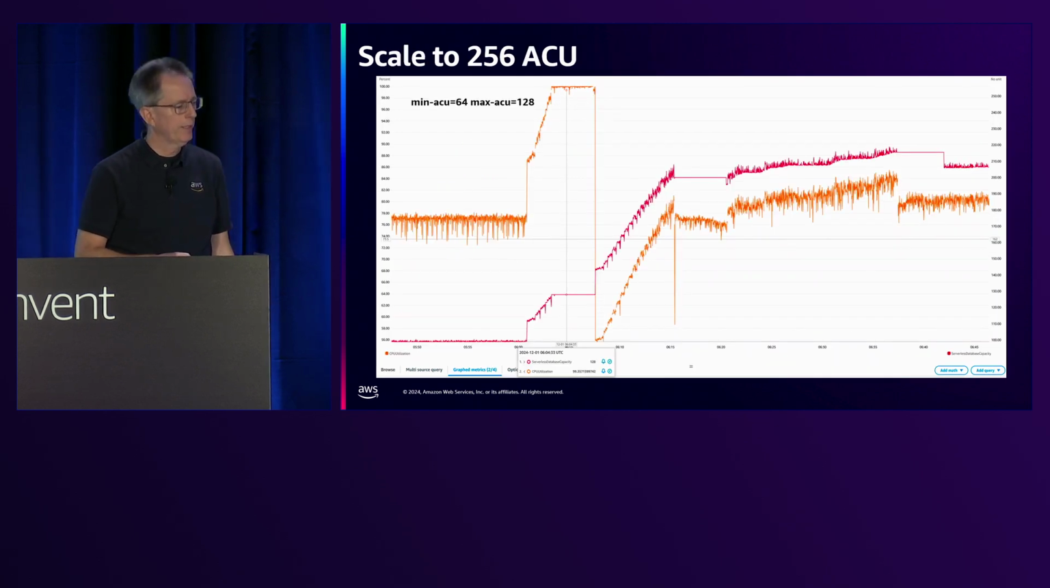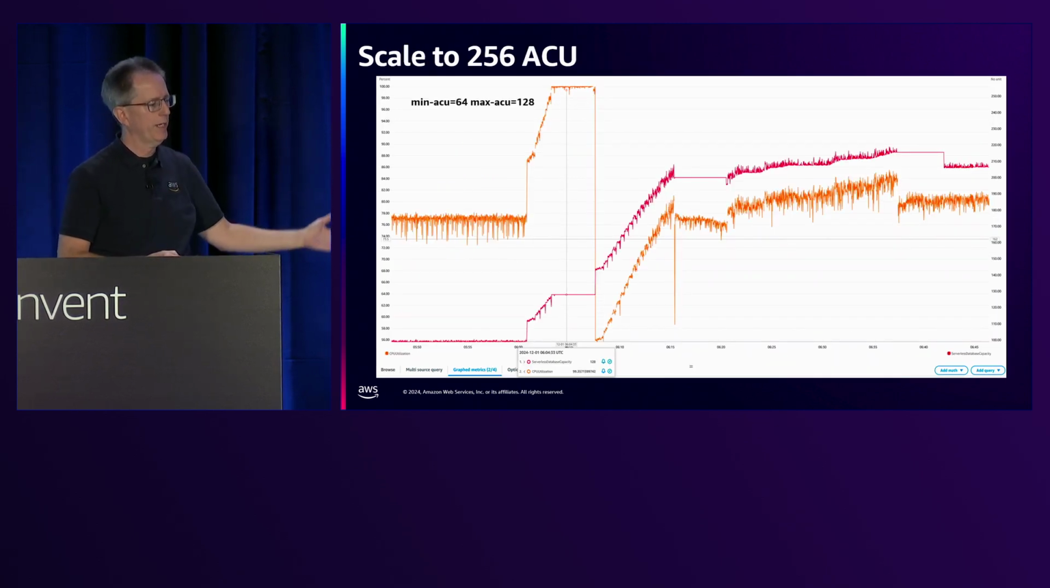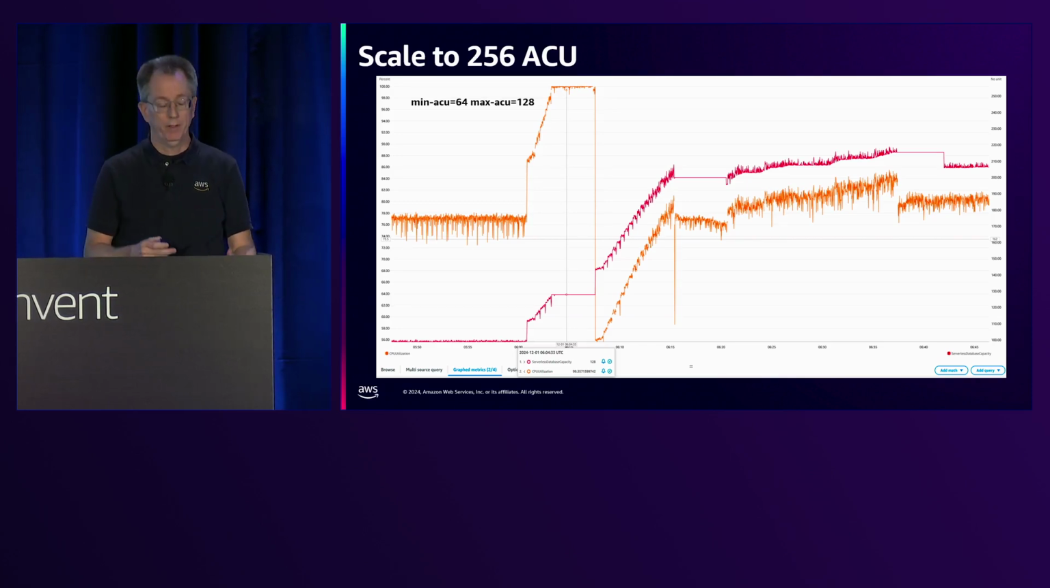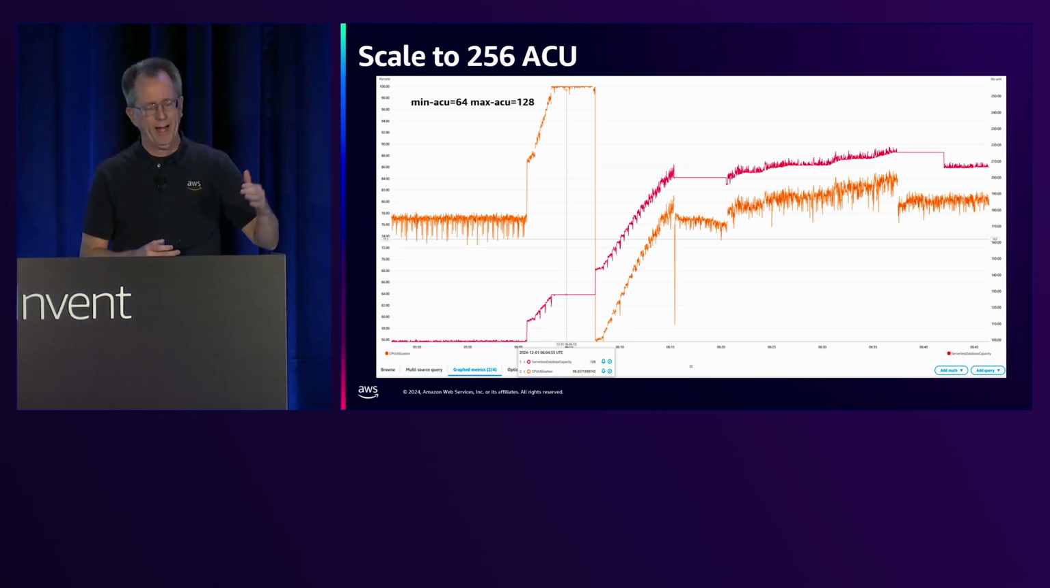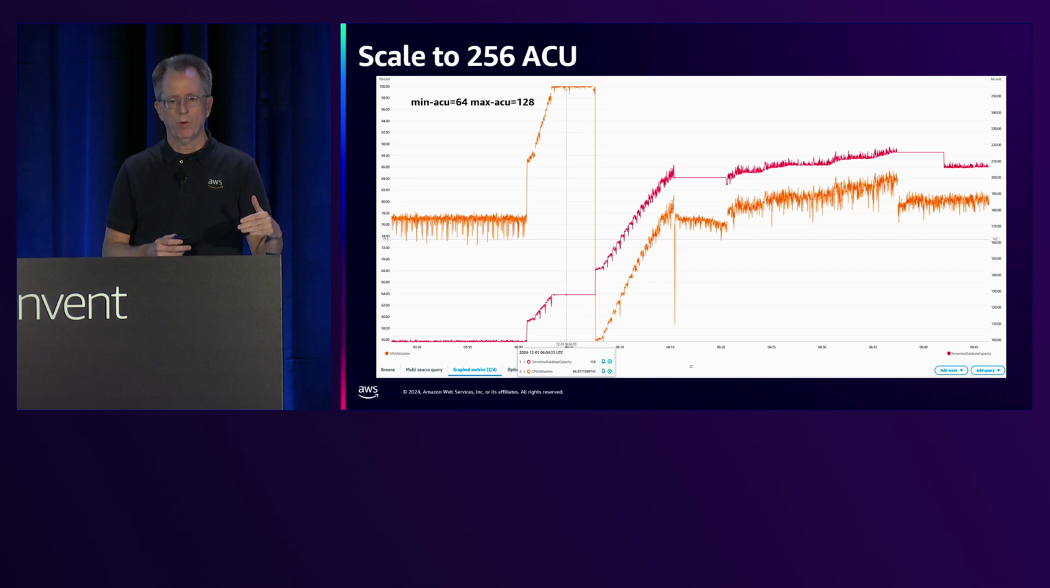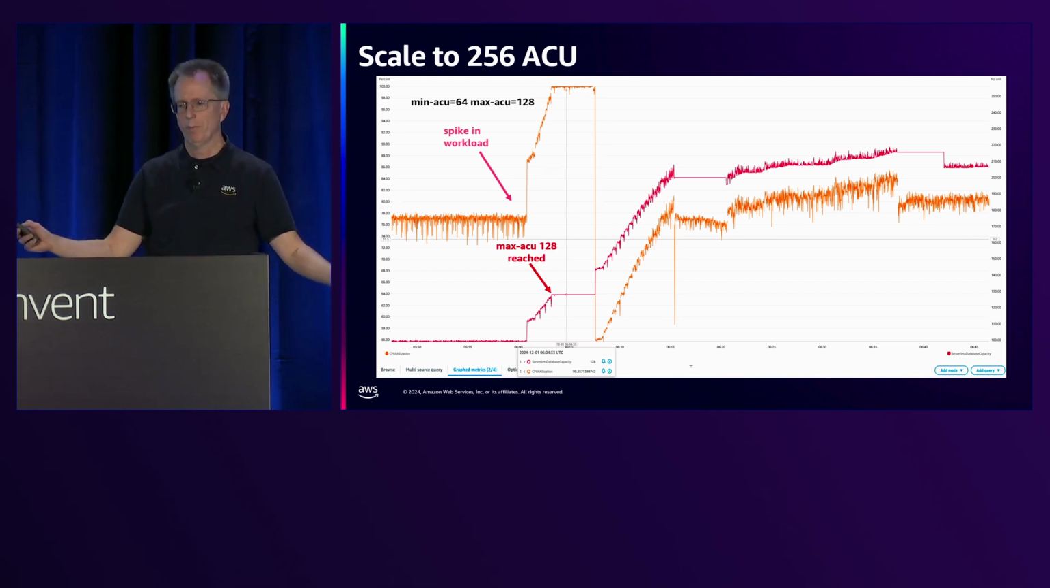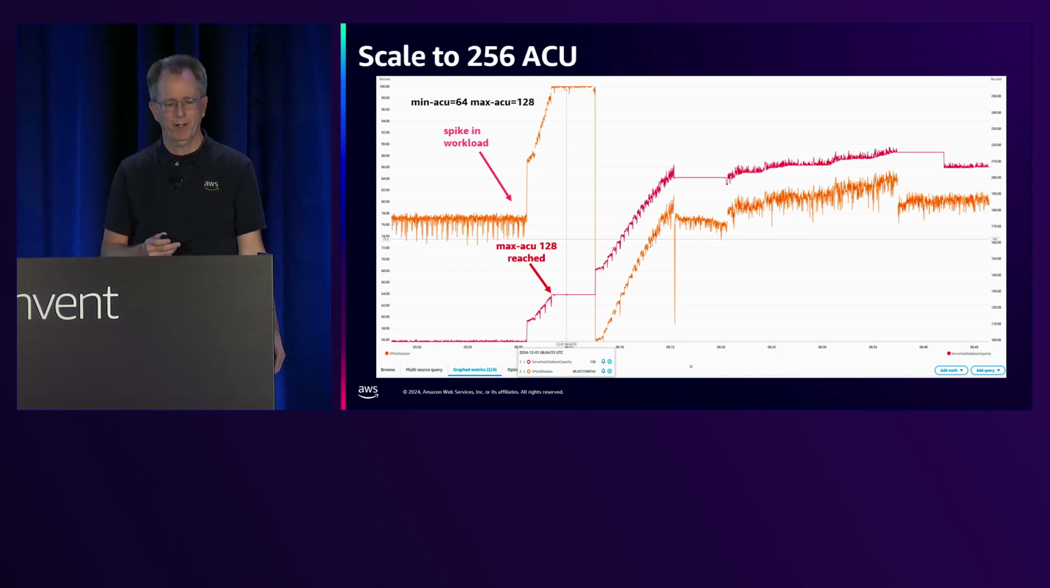The other one that we needed to do was to scale larger. We now scale to 256 ACUs, so double the amount of memory and CPU. So I'm showing a configuration with 64 min ACU, max 128. The orange line is CPU. So I see a spike here. I was running at 70%. I'm going up to 100. I hit 128 ACUs. This is bad, right? My performance is not great.